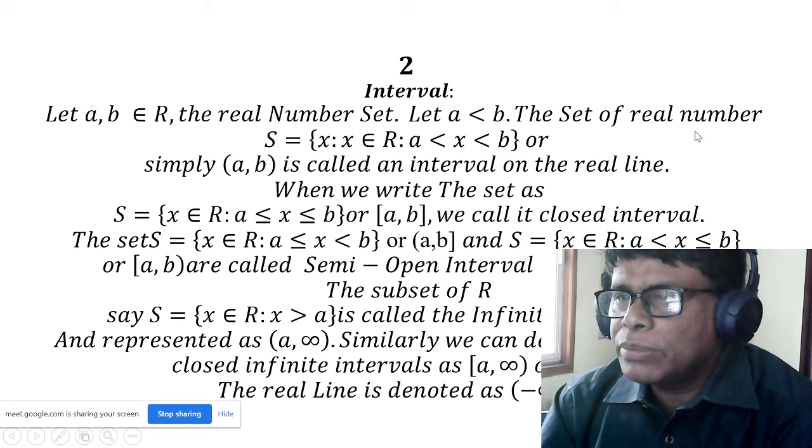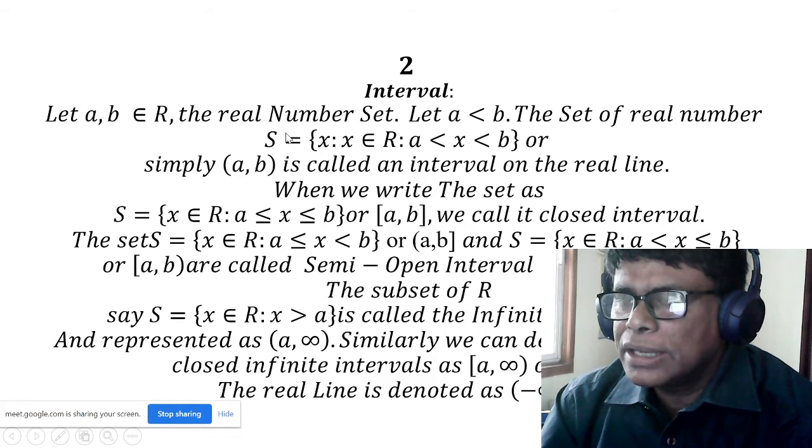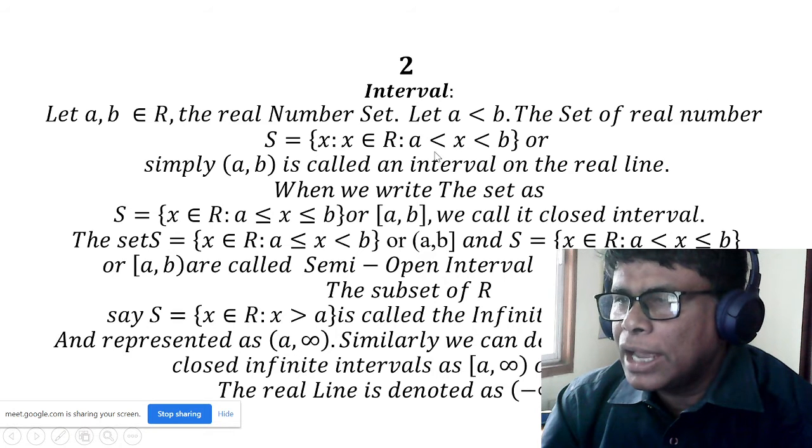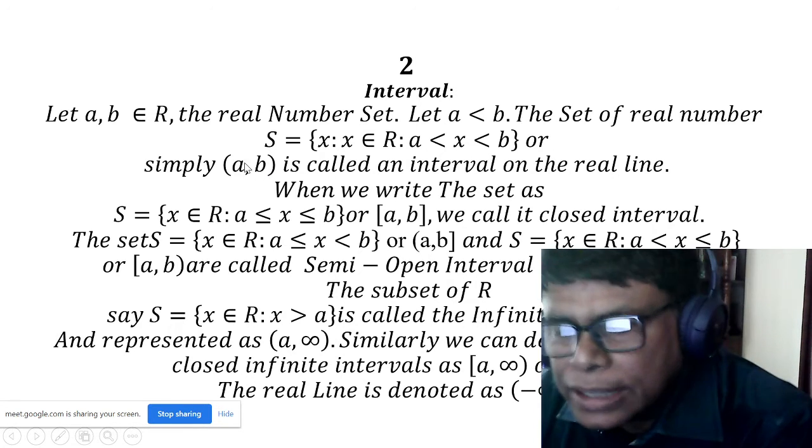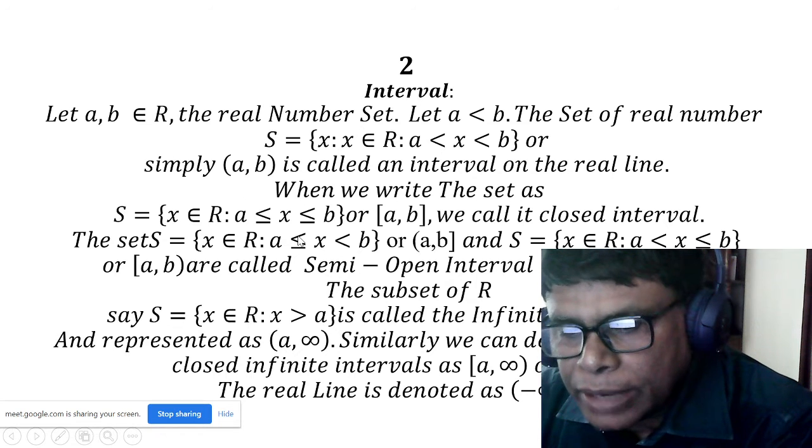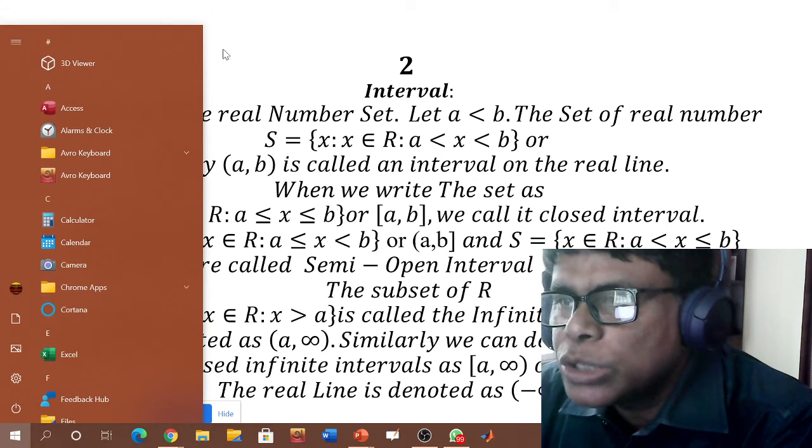So we now construct a set of real numbers from the real number set, just like S. We are using this notation: x such that x must be a member of R and it must be between A and B, but it should not be equal to A and B. Simply, it can be written as first bracket A, B. Okay, so in this way you can read it.